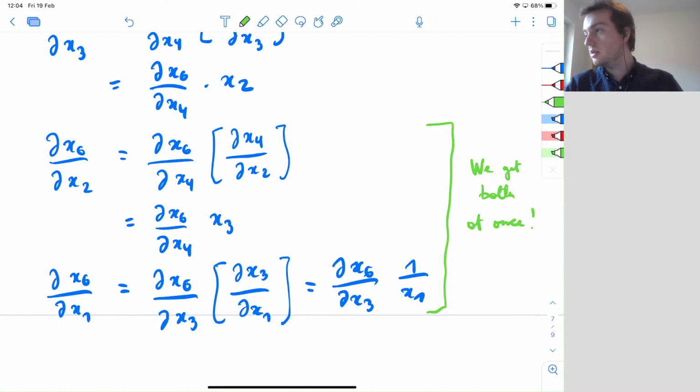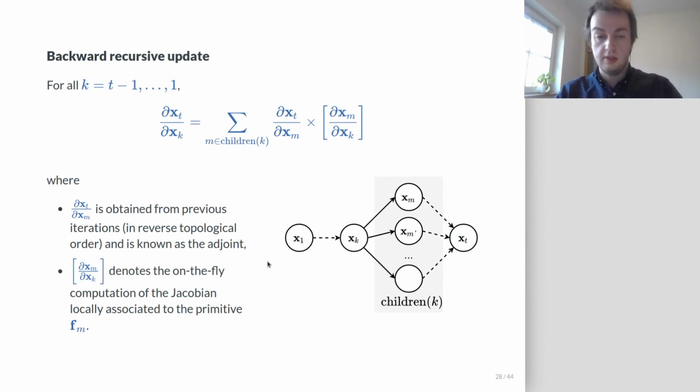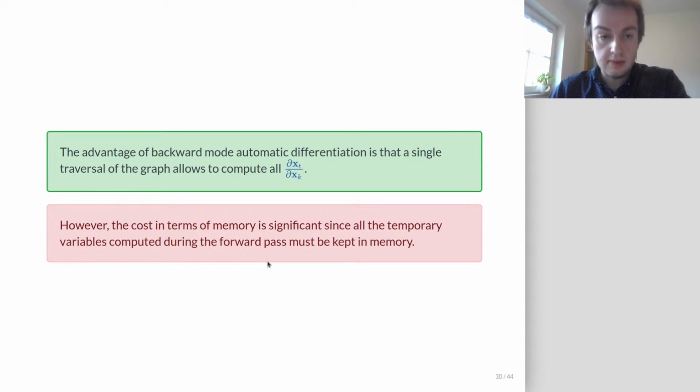All right, so now let's come back to the slides. So this is done. From this, what you can say is that the main advantage of backward mode automatic differentiation is that a single traversal of the graph allows to compute all Jacobians. And actually, this is true because we assume just a single output. But if we had several outputs, we would need similarly to run the algorithm maybe several times.